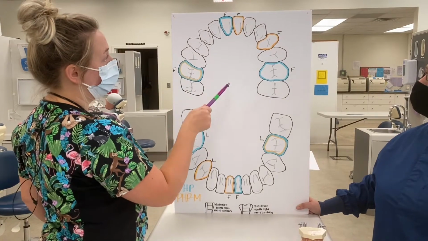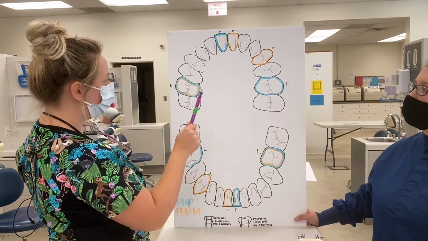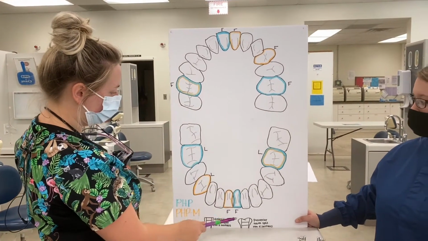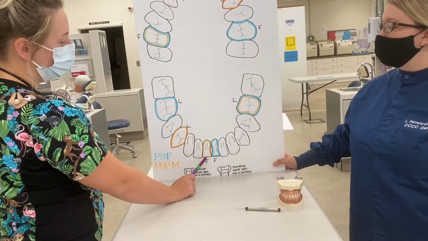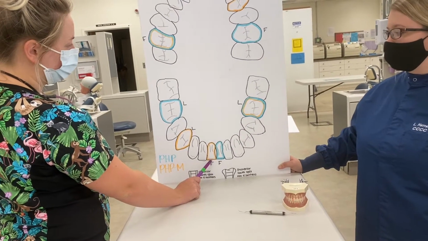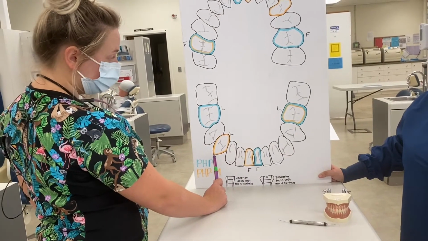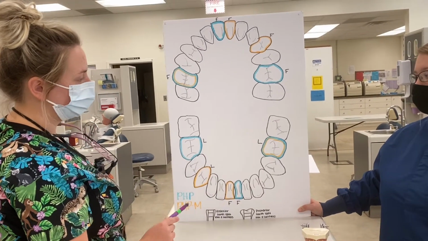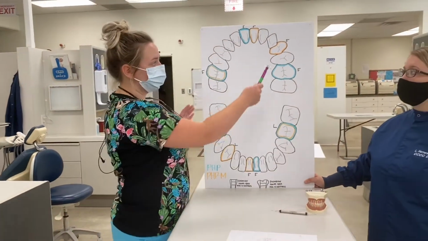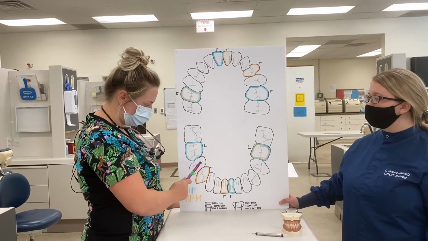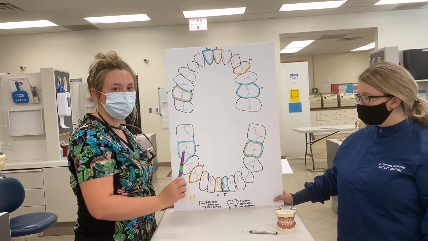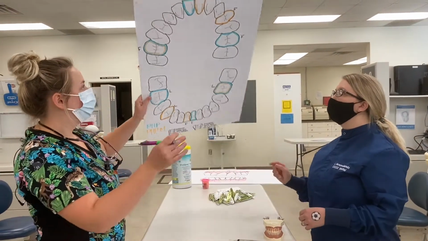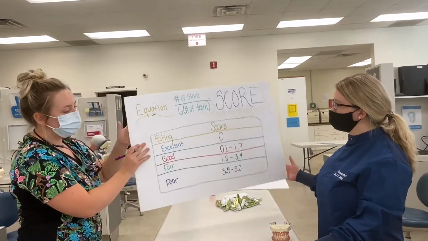Then we're going to do the maxillary left first premolar, maxillary right second molar, or first molar, I'm sorry. And then for the mandible, we're going to do the mandibular right central incisor, mandibular right first premolar, and mandibular left first molar. And it's the same thing: facial surfaces for the maxillary, and then on the mandible we're looking at the lingual surfaces except for the central.